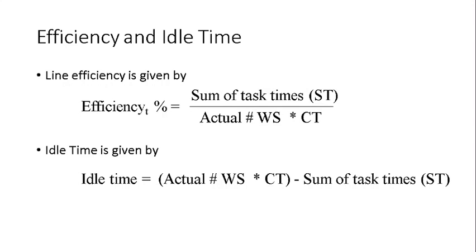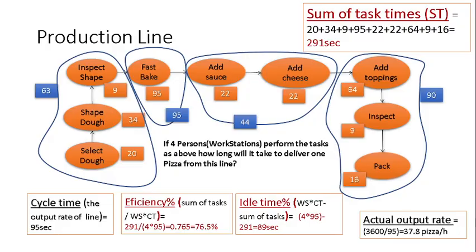And there are two indices that we use in order to find out whether our setup is efficient or not, and what is the idle time that we will face in this setting. The line efficiency, in percentage, is the fraction of the sum of task times divided by the actual number of workstations times the cycle time. And the idle time is the difference between the actual number of workstations times the cycle time and the sum of task times. Now, those numbers are quite useful when we want to reach a conclusion for our line balancing problem.